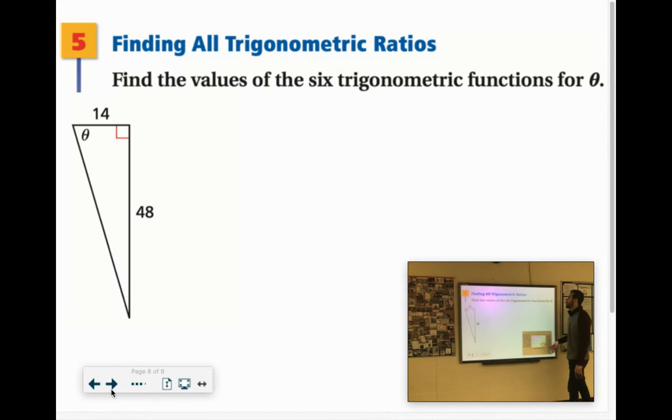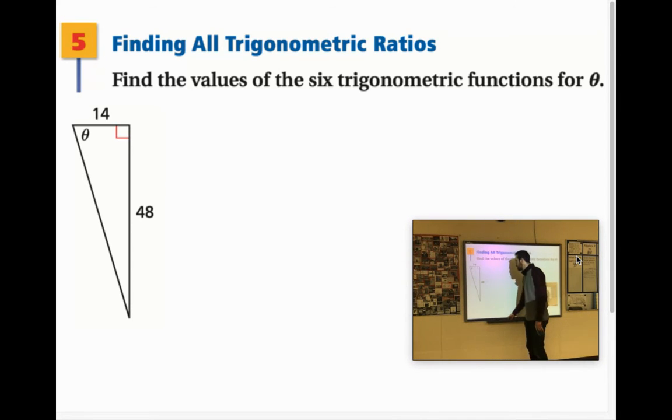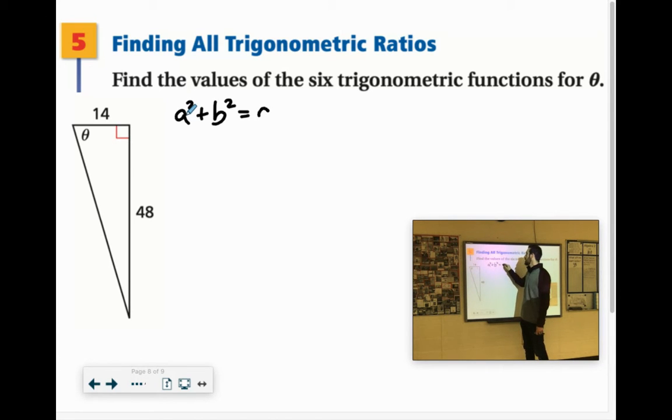Find the values of the 6 trigonometric functions for theta. All right. So let's see, let's kind of figure out our spots. Well, we're missing a side. We're missing the hypotenuse. How in the world can we use our vast knowledge of math to find a third side of a right triangle? That's right, the Pythagorean theorem. Well done. So the Pythagorean theorem is a squared plus b squared equals c squared, or leg squared plus leg squared equals the hypotenuse squared.